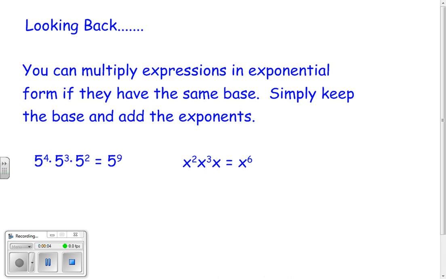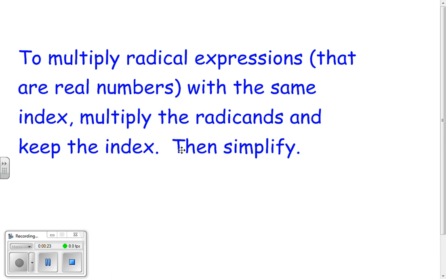Just a quick reminder from Algebra 1, if you are multiplying things that have exponents, you keep the base and you add the exponents. That becomes particularly important when you have questions like this one. If you have x squared times x cubed times x, which has an exponent of 1, you add the 2, 3, and 1 to get the 6, and x remains in your answer.